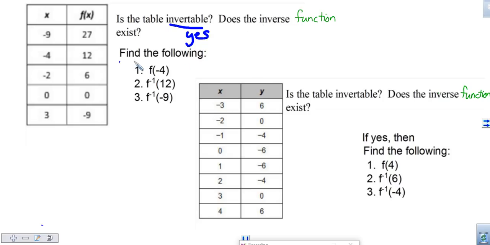When we find the following, it's like normal. If it's saying find f of -4, our table is the f function table, so we'll do just like normal. This is our x value, and where x is -4, that goes to 12.